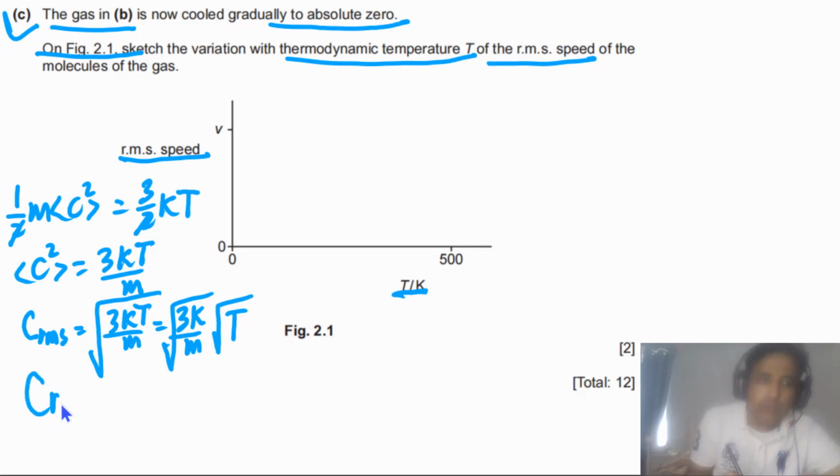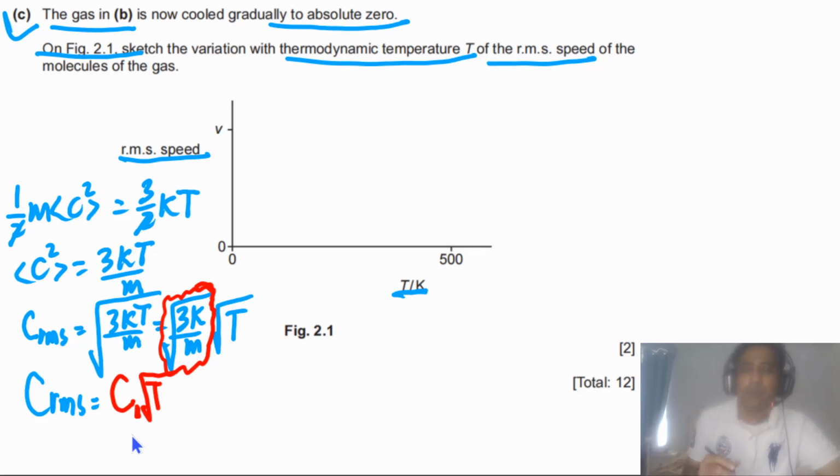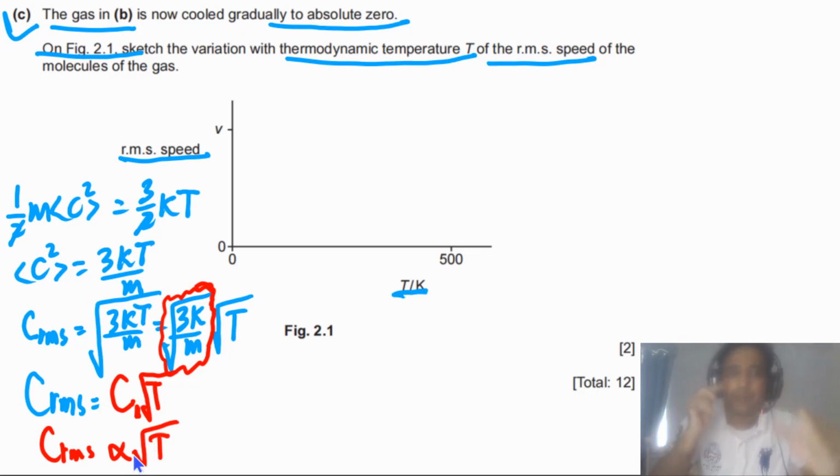We can also rearrange this one more because this quantity, 3k over m, is constant. We can replace this with another constant, say c1. And here we have square root of T. Now we need to understand what will be the shape of the graph if we have root mean square speed equal to some constant times square root of T. So in this case we can also write C_RMS is directly proportional to square root of T. So what will be the shape of the graph?